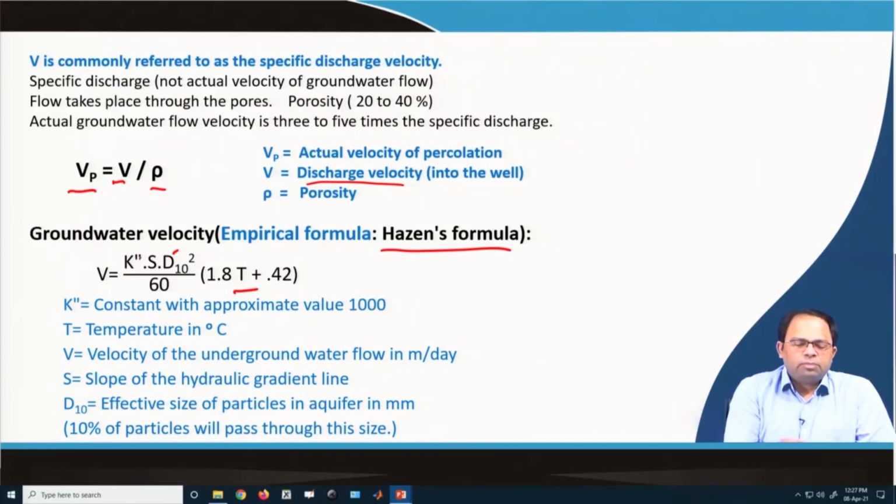It is a constant which balances the other permeability constants and so on, and then S is the hydraulic gradient line, and then divided by 60. So, overall this equation could also be used to determine the velocity of flow inside the ground, and that unit is given in meter per day.